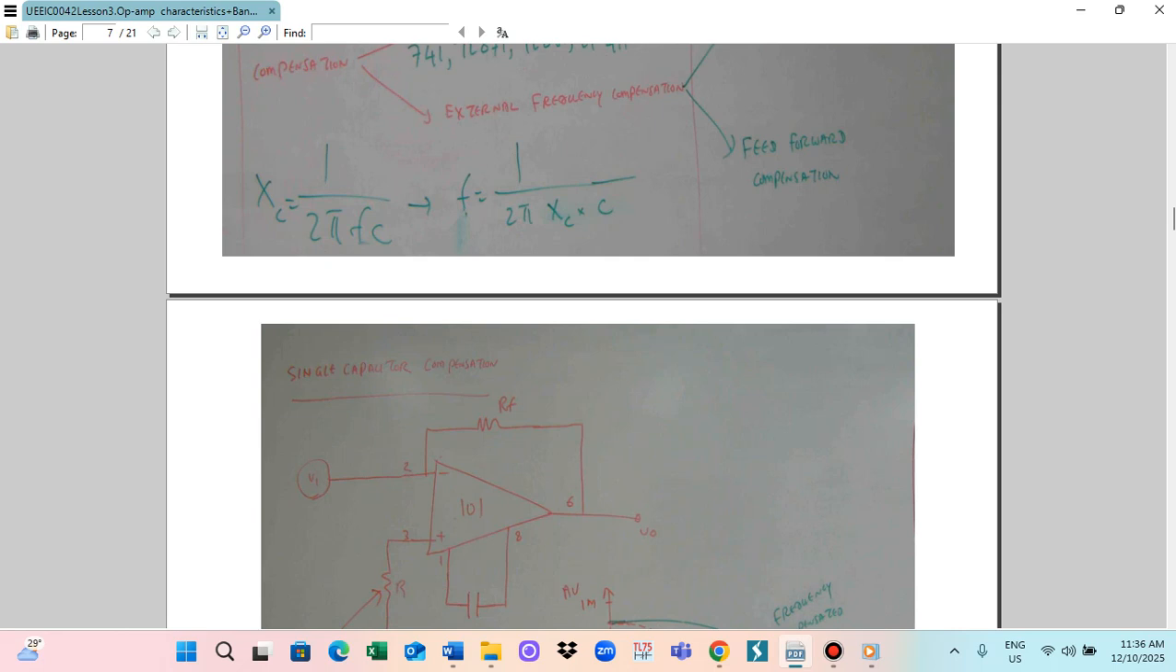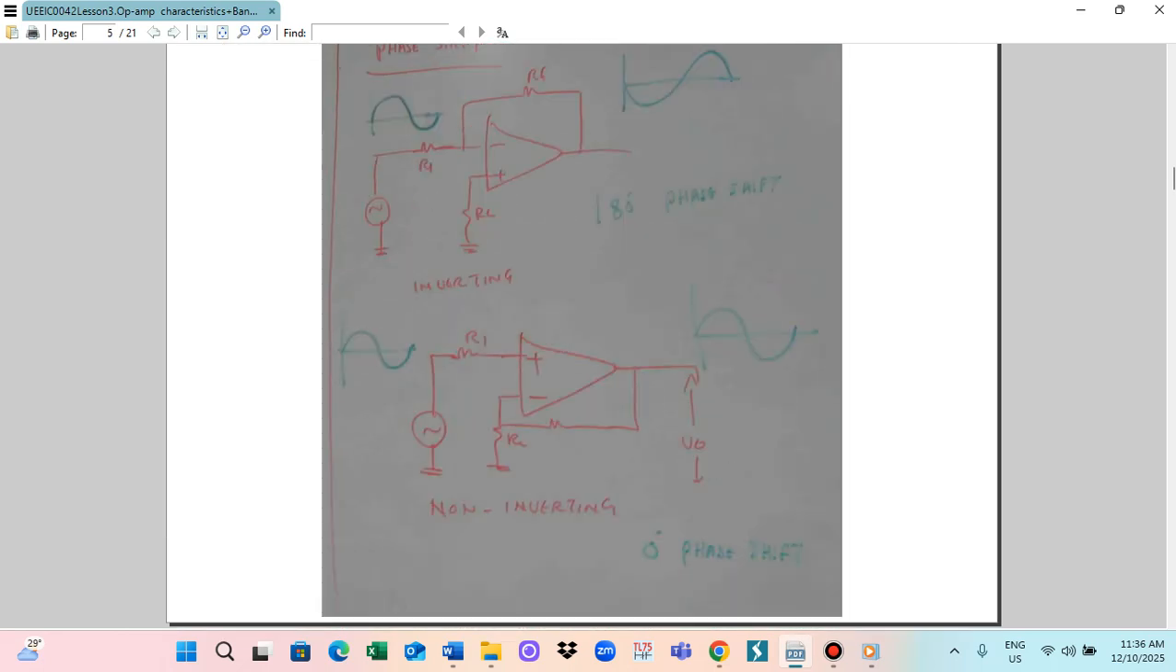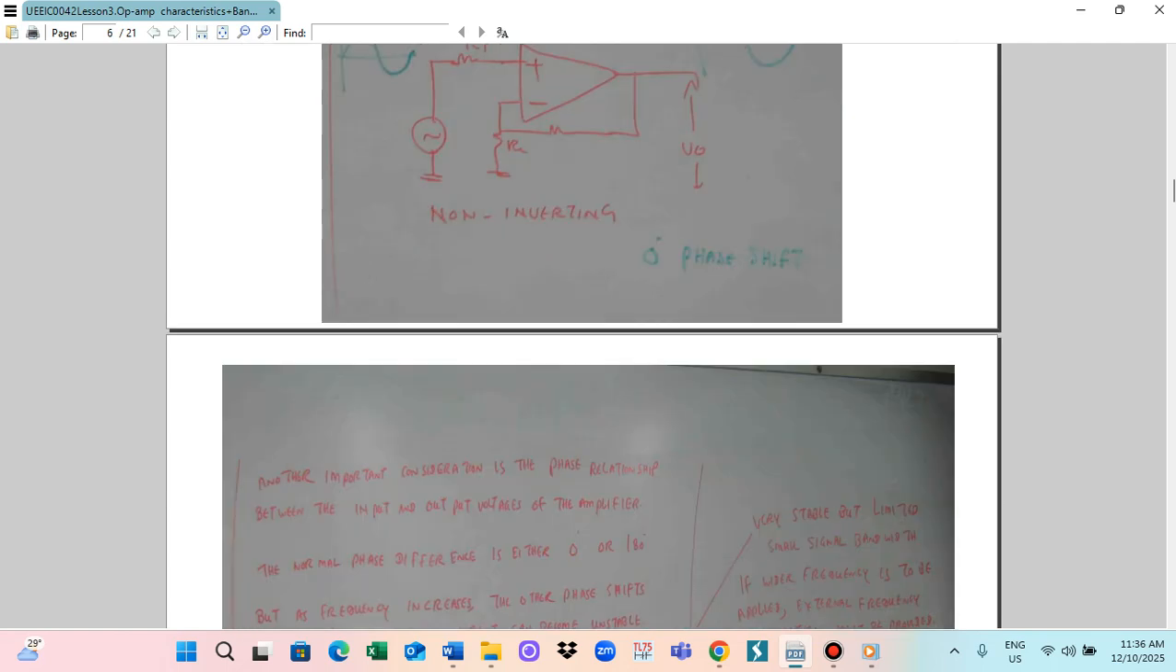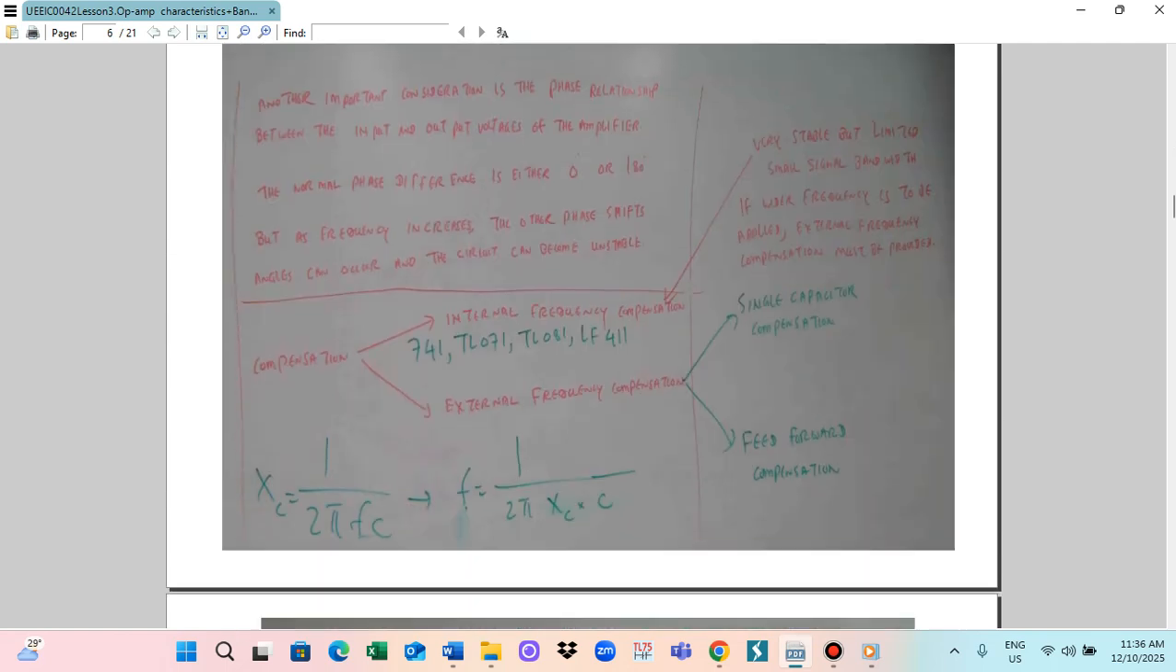Another one is the phase shifting. Phase shifting also can happen in the operational amplifier. Because of the phase shifting, the circuit will not be stable. So because of this, we have to apply the appropriate balancing circuit. Balancing circuit means bandwidth compensation.